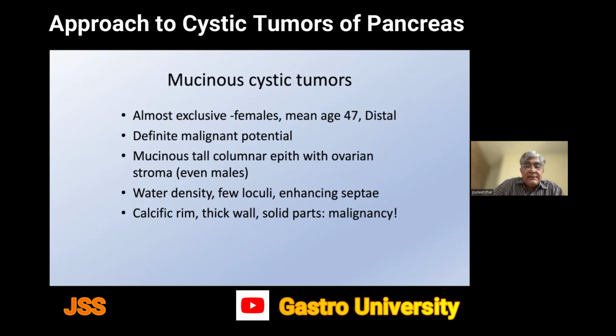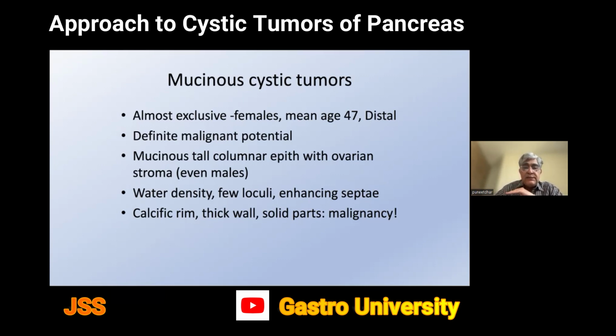But importantly, the septae can enhance because these are vascular. Sometimes because of the dystrophic calcification, there can be a calcific rim. The wall tends to be much thicker than the serous cysts, and the solid parts may harbor a malignancy. So do look for solid parts, particularly those which are not gravitational.